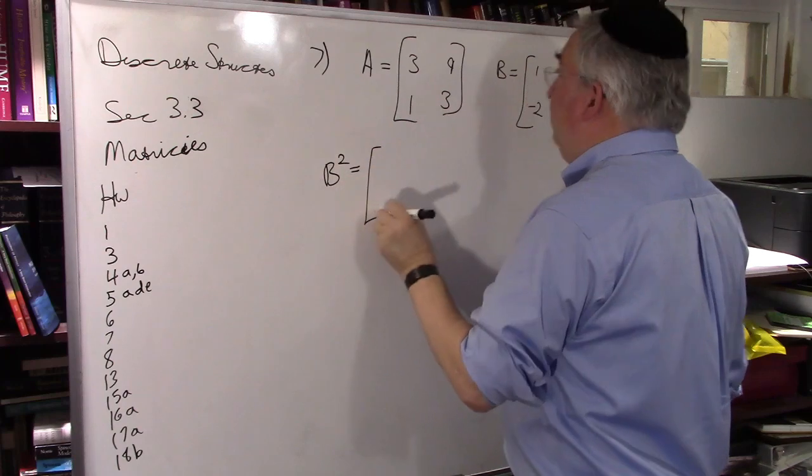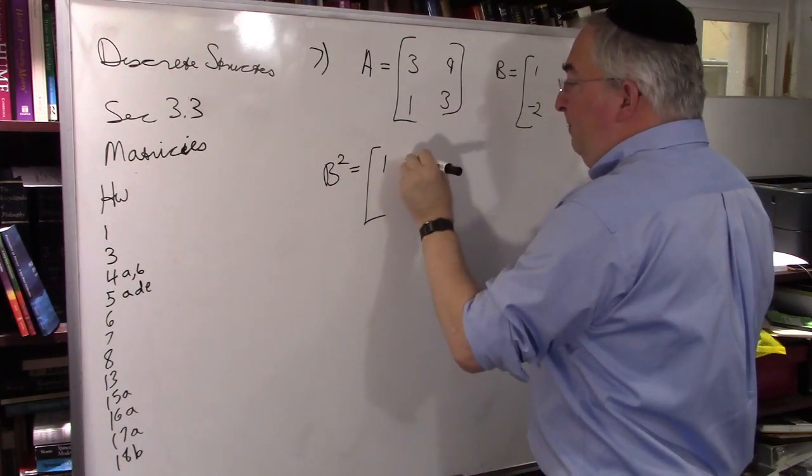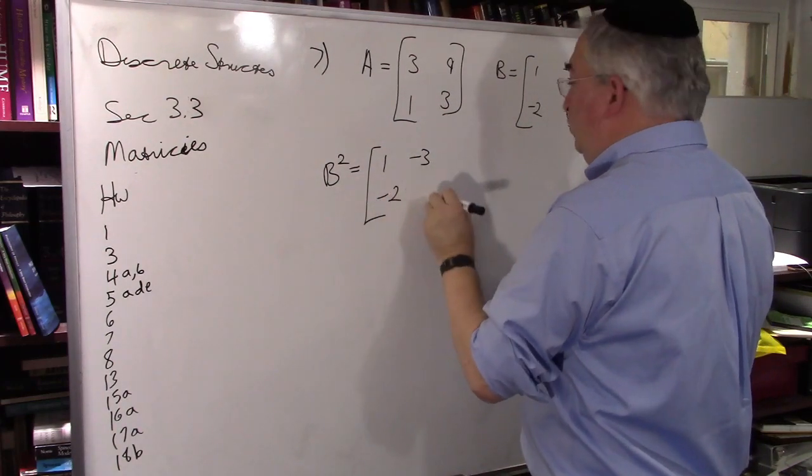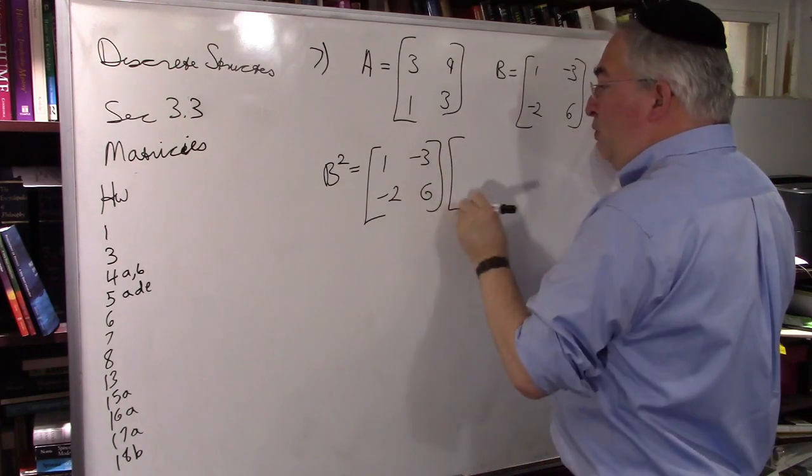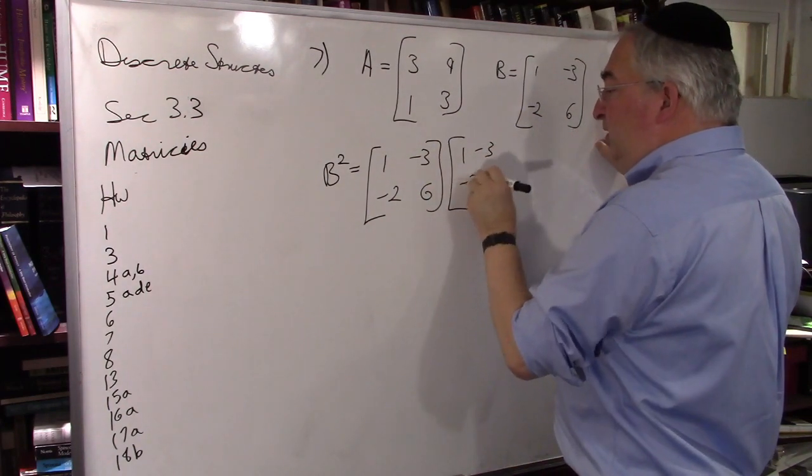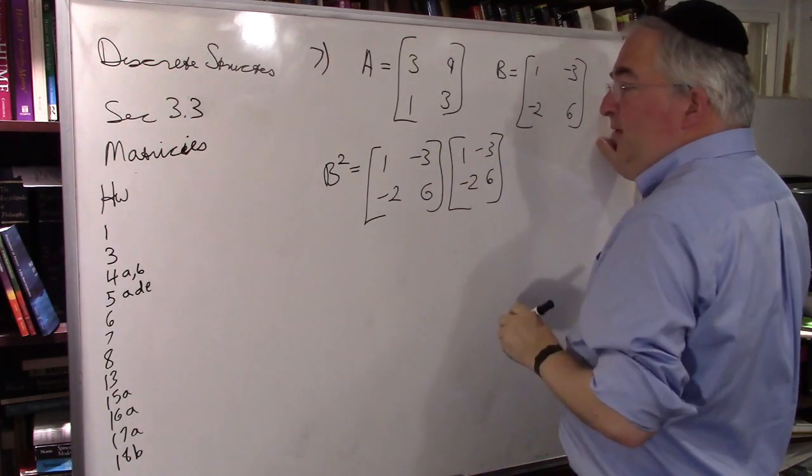Okay, we have to write it out. So this is 1, minus 3, minus 2, 6.